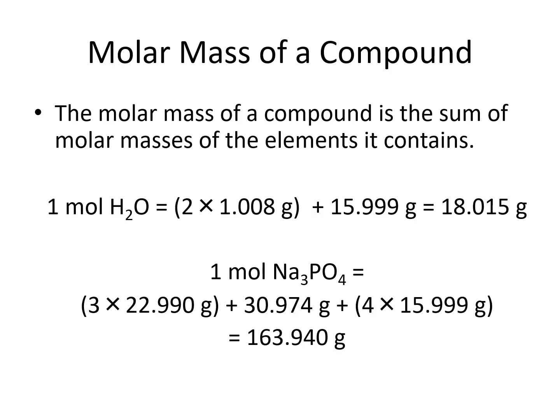To calculate the molar mass of a compound, we would add up the masses of all the elements within the compound. For example, to find the mass of water, we would add 2 times the mass of hydrogen from the periodic table, plus 1 times the mass of oxygen from the periodic table. To find the molar mass of sodium phosphate, we would add 3 times the mass of sodium, plus 1 times the mass of phosphorus, plus 4 times the mass of oxygen from the periodic table.